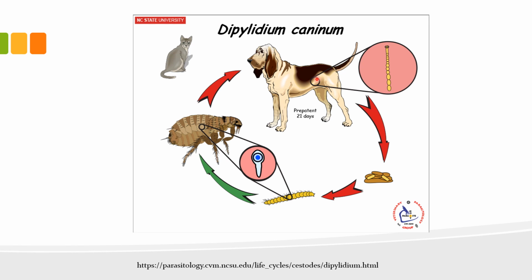The vertebrate host, in this case the dog, becomes infected by ingesting the adult flea containing the cysticercoid form of Dipylidium caninum. So this is an example of a parasite that is transmitted by ingestion of the intermediate host that contains the infective stages of the parasite. In this case, the parasite is the common tapeworm Dipylidium caninum.